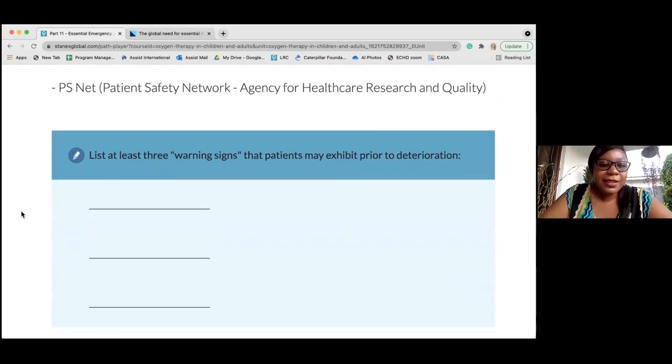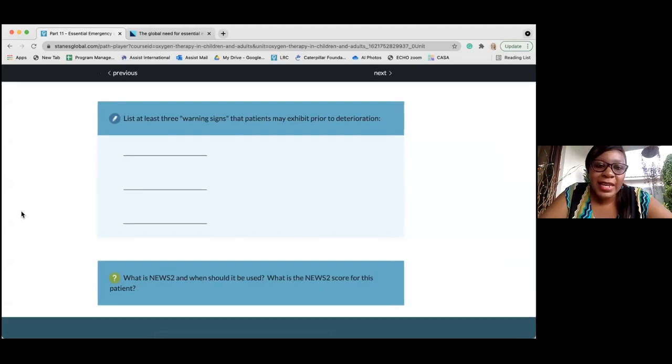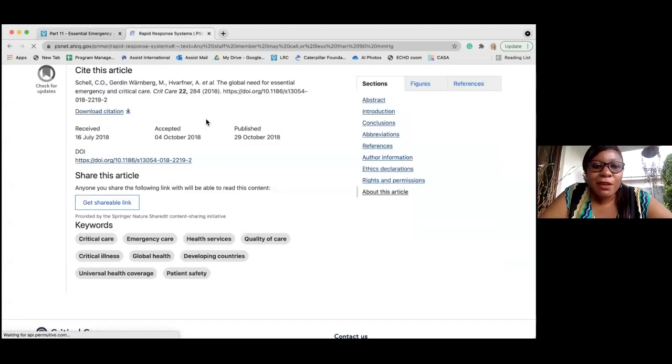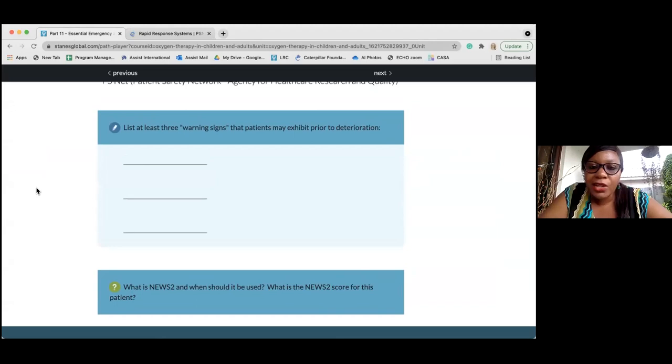Sarah, please scroll down. So here, I'll just take a minute to look at the warning signs that patients may exhibit prior to deterioration. Please, if you know any signs that a patient may exhibit before deterioration, please feel free to throw them into the chat. List 3 warning signs that patients may exhibit before deterioration. Patients in a hospital setup. How can you tell that a patient is changing condition? Please feel free to throw your answers in the chat box.